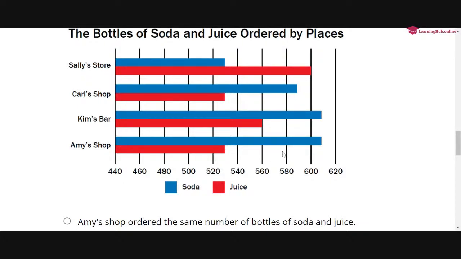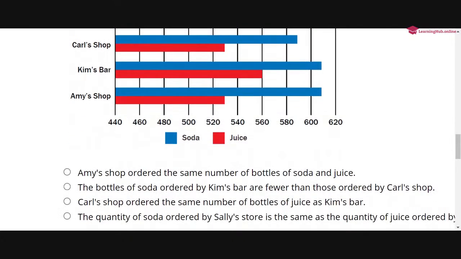And Amy's shop ordered 610 sodas, right? So look at juice again, 530 juice and 610 sodas. So that answer is not right. The answer that says Amy's shop ordered the same number of bottles of soda and juice is not right.